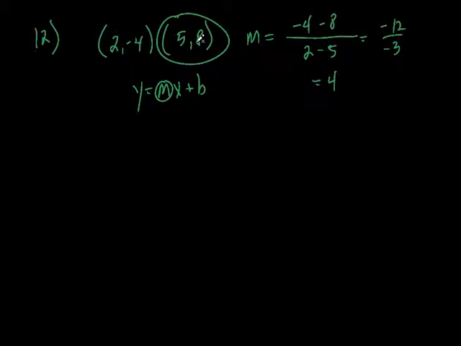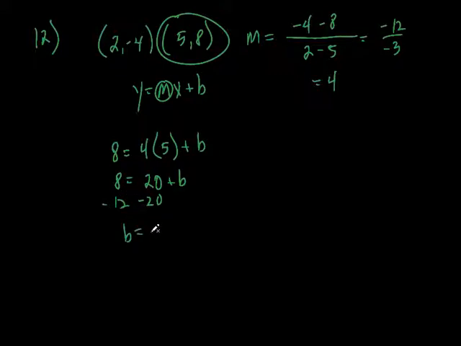That's probably what I would do as well. So let's put all the stuff in here. Look, I know an x, I know a y, I know an m. Let's plug it all in and see what we get. So what's the y? It's 8 equals m. What's the m? It's 4. I had to find that though, didn't I? Times the x. What's the x? 5 plus what? B, because I don't know what it is. So let's solve for it. 8 equals 20 plus b. Subtract 20. And b is, what's that, negative 4?